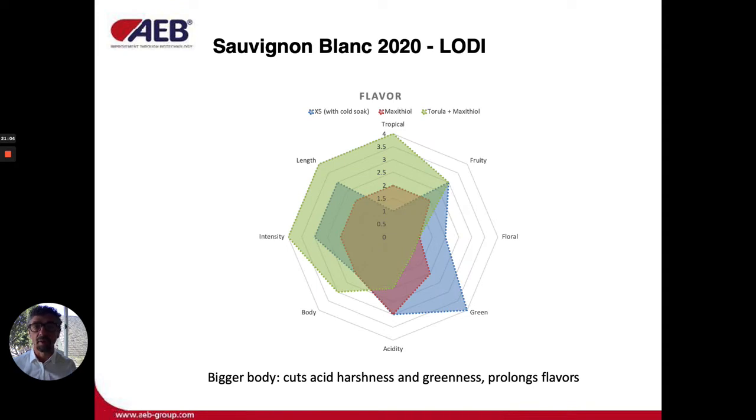As far as the mouth, the length, as I was saying, the polysaccharides gave space to a lot of lingering, a long aftertaste, and intensity of the flavor that was in the nose matching in the mouth. The X5 gave this typical green flavor.